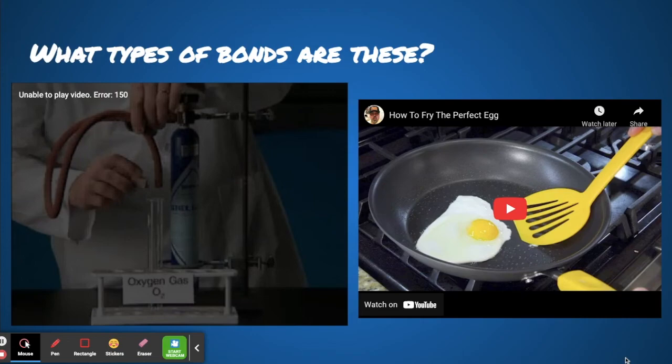So it's pretty cool. So that is atoms, elements, and types of bonds, and we'll be doing some different types of activities with these as we move forward.